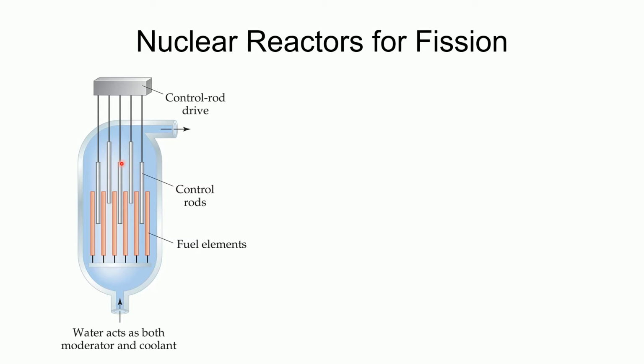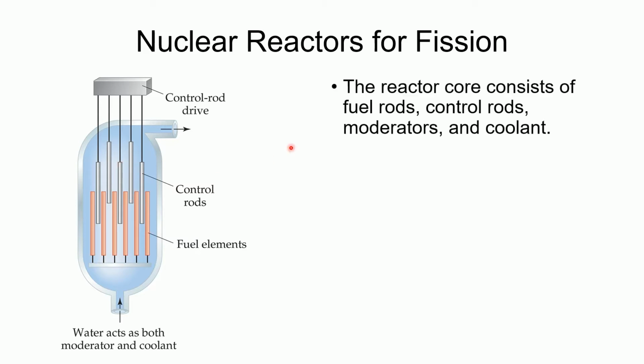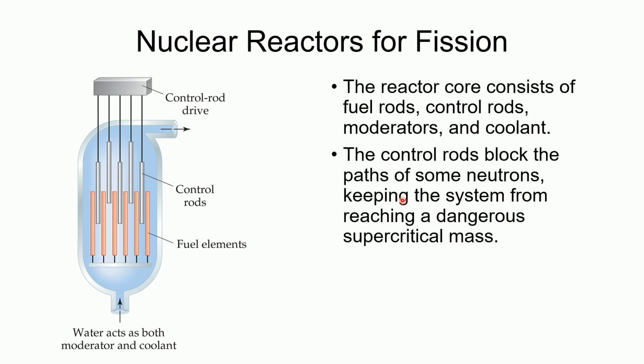So they put control rods in between, and those control rods will absorb some of the neutrons and prevent this from going supercritical. So you can maintain a critical mass, and if you need to increase the amount of heat so that you can increase the amount of electricity that you're producing, you can pull the control rods up a little bit, and that will increase the temperature.